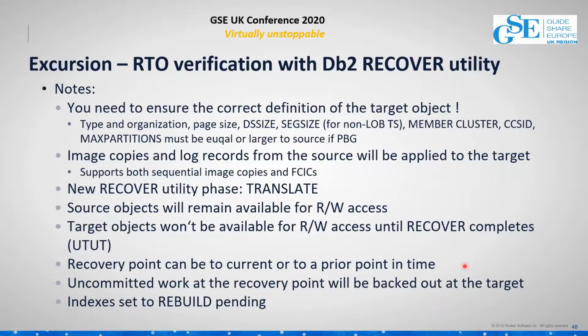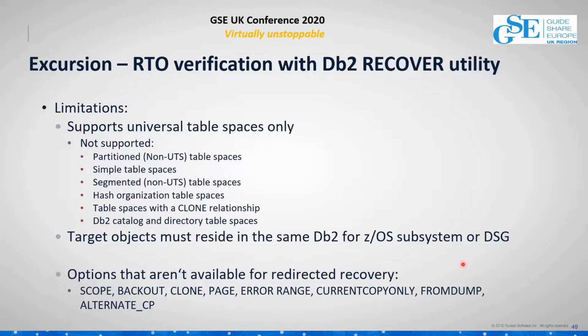The recovery point, and that's also good news, can not only be a specific point in time, it can also be to current. If there's any uncommitted work or any units of recovery are open at that specific point in time you want to recover to, they will be backed out at the target. So the target will always be consistent, right? So there are no open units of recovery, and the indexes need to be rebuilt.